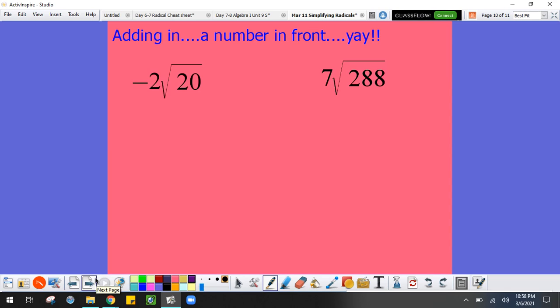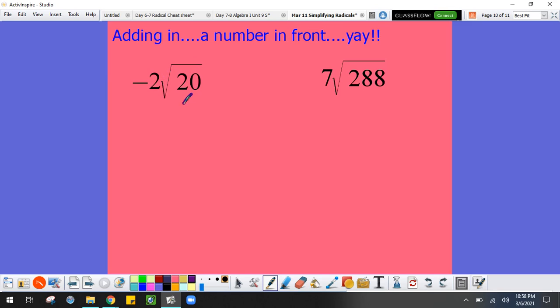Now, what happens if there's an extra number in front? No big deal. You just have to keep track of it. This means I want to do -2 times whatever this is. So I'm going to do -2 times the square root of 20.